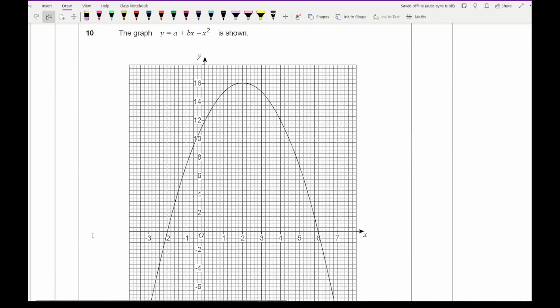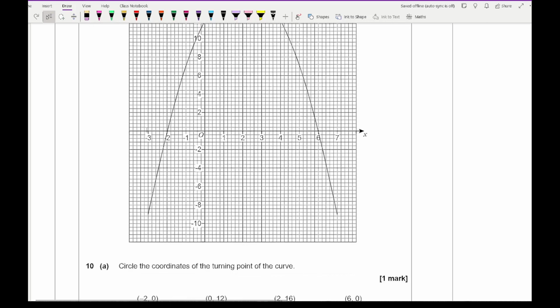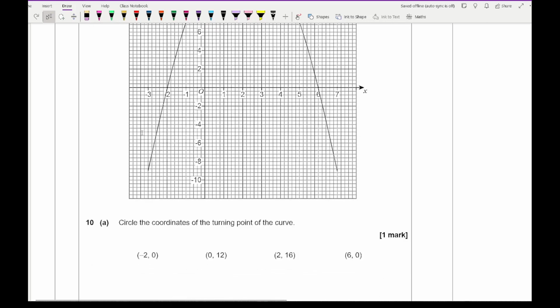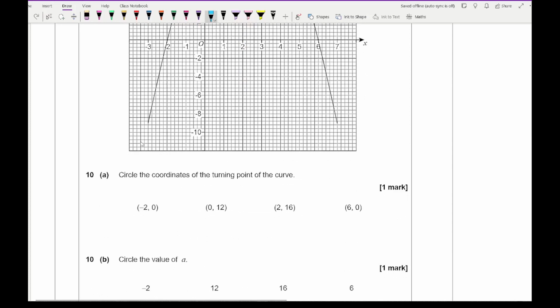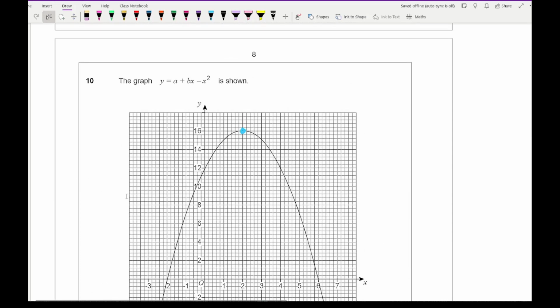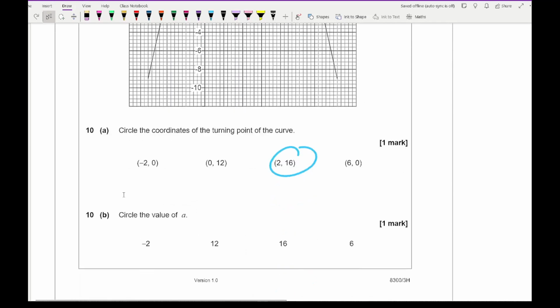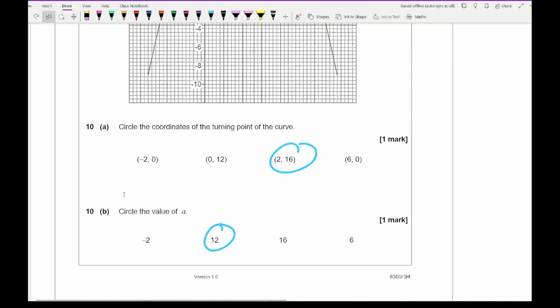Then moving on to question 10, it says the graph of y equals a plus bx minus x squared is shown, and this question is asking us to circle the turning point of the curve. Now the turning point is this point here, which is at 2, 16, so that's what I then need to highlight. The next question says circle the value of a. So if I go back to the equation, a is basically the y-intercept, so it's where the curve crosses the y-axis, which is at 12, and so that is what I need to circle.